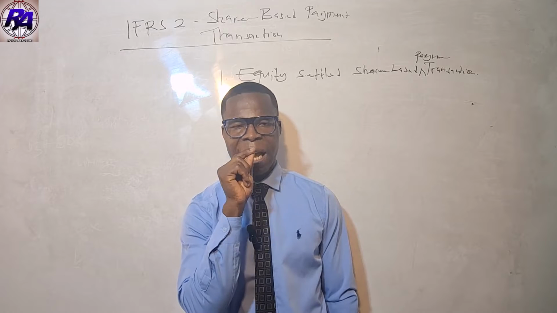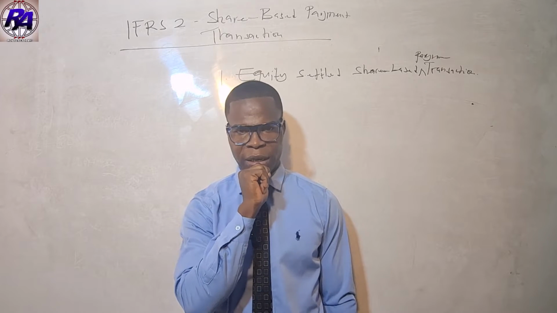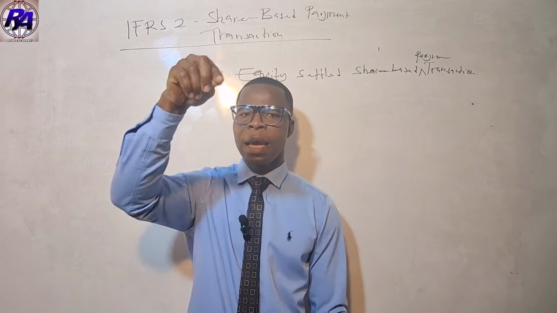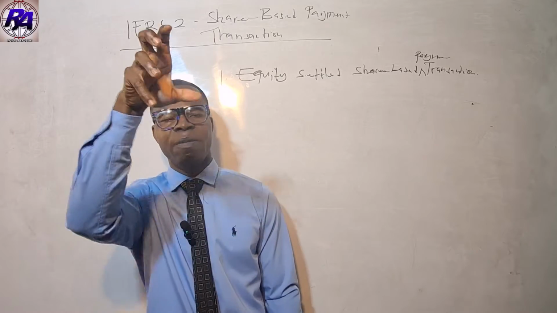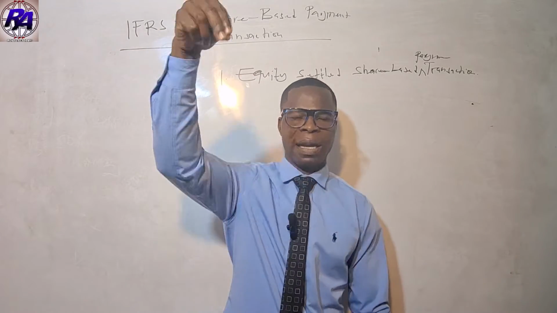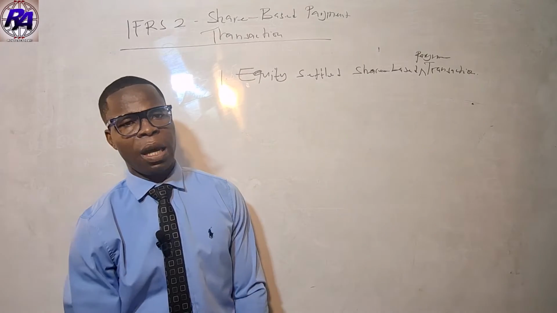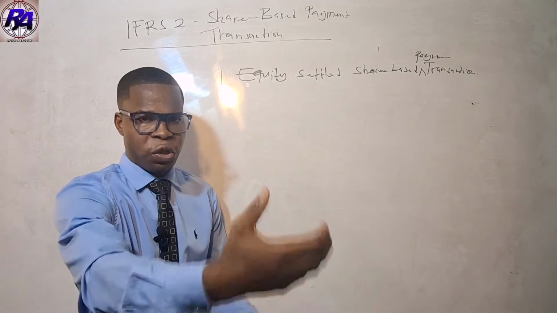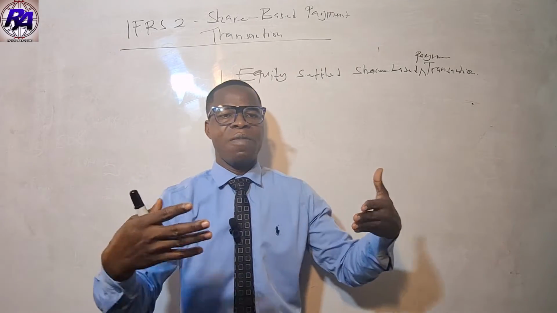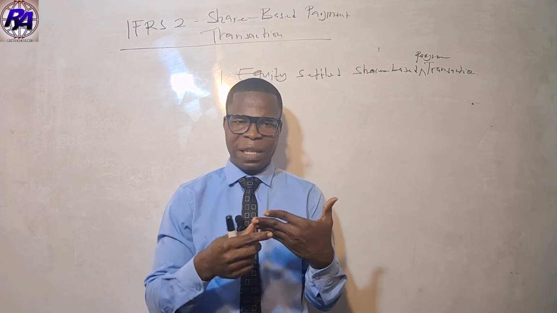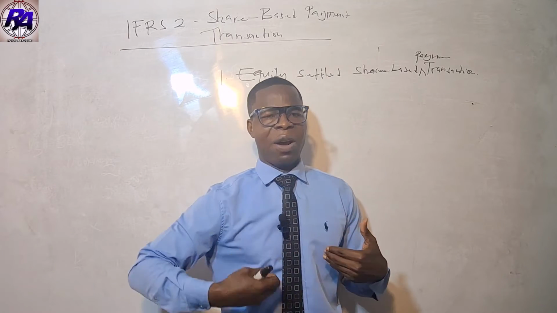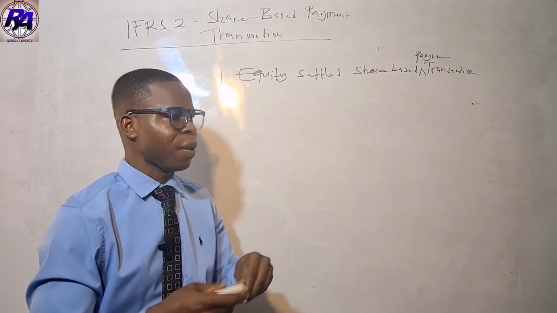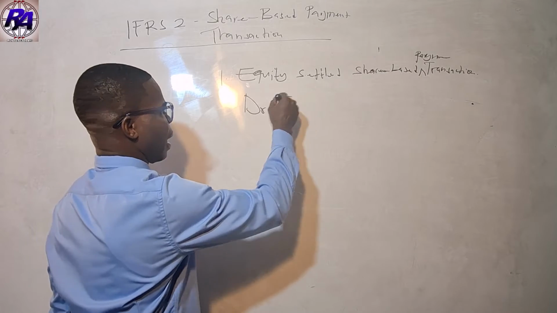How do we recognize an equity settled share-based payment transaction? Now, the recognition depends on the types of goods received from the supplier or the services received from the employee. If the goods or services received are consumed immediately, as with services, which are consumed as the employee renders those services, then in that case we are going to debit what we call expense.